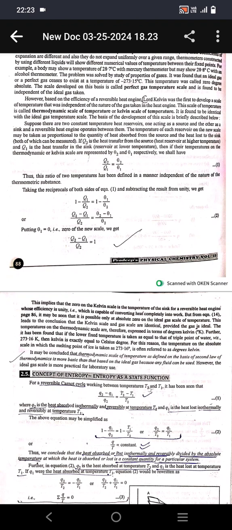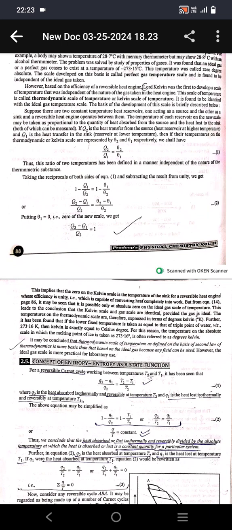This leads to the conclusion that the Kelvin scale and gas scale are identical, provided the gas is heated. The temperatures on the thermodynamic scale are therefore expressed in terms of degrees Kelvin. Further, it has been found that if the lower fixed temperature is taken equal to the triple point of water, then the Kelvin is exactly equal to the Celsius degree. For this reason, the temperature on this absolute scale, in which the melting point of ice is taken as 273.16 degrees, is often referred to as degrees Kelvin.